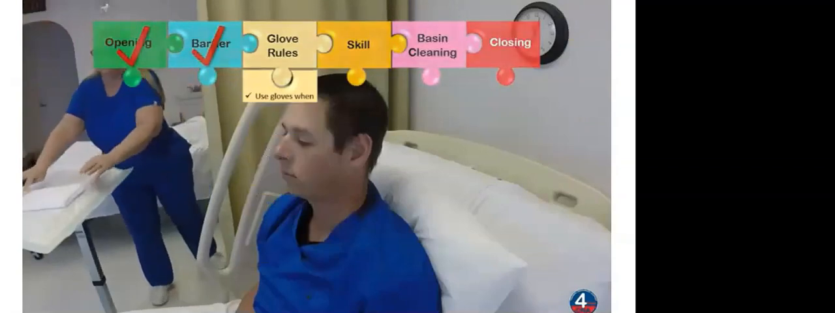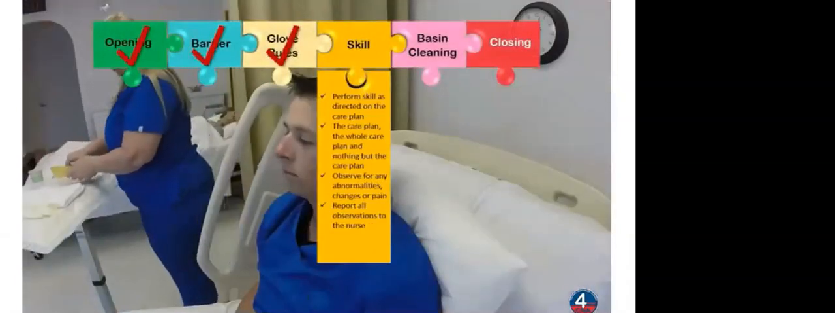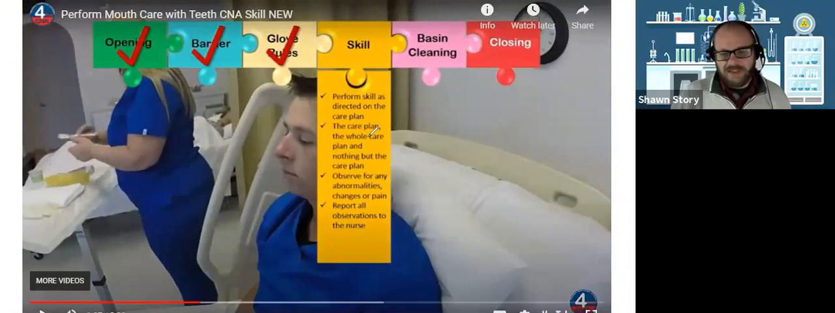I'm going to get a towel, a set of gloves, a basin, toothbrush and toothpaste, and a cup of water. All right, let's look at the skills itself. Go ahead and read our 4 check marks. Oh, it's the same thing as before.